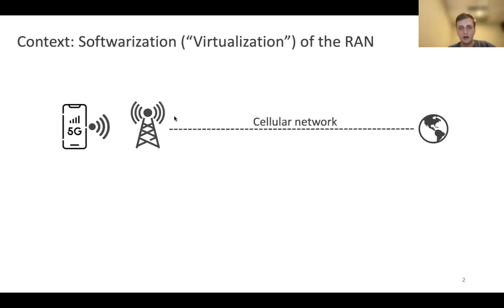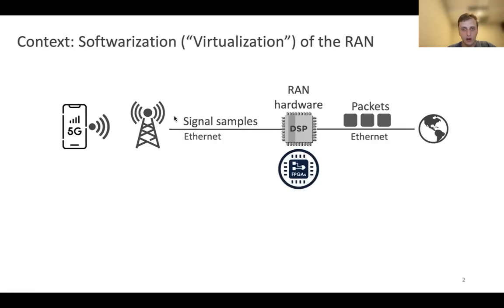As most of you know, cellular networks are the infrastructure which allows our phones to connect to the internet over the air. The heart of every cellular network is called the radio access network, or RAN, which converts wireless signal samples received from base stations into packets via signal processing. Traditionally, RAN is implemented using specialized DSP hardware or FPGAs.